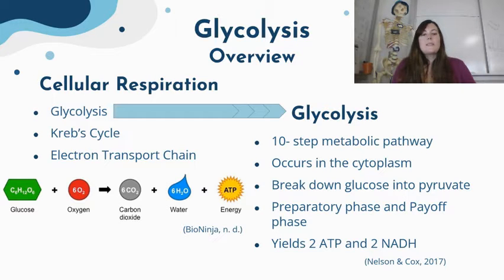Glycolysis is the 10-step metabolic pathway in the cytoplasm where glucose is broken down into two molecules of pyruvate, a 3-carbon molecule, in a series of steps. Glycolysis consists of the preparatory phase, producing glyceraldehyde 3-phosphate, which is G3P, and using 2 ATP, and a payoff phase, producing pyruvate and 4 ATP. Glycolysis yields a net of 2 ATP and 2 NADH molecules.